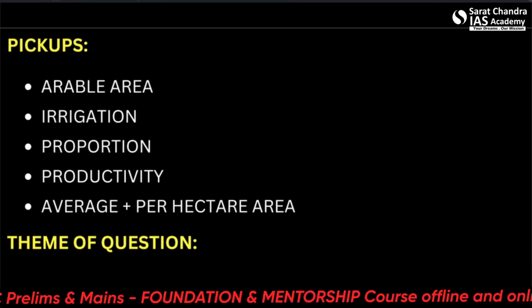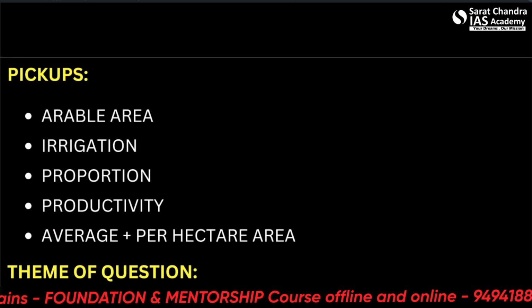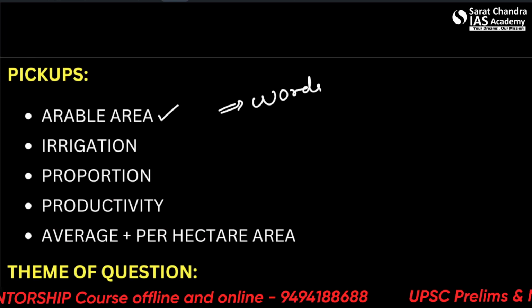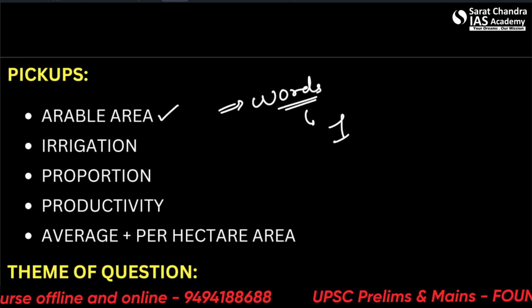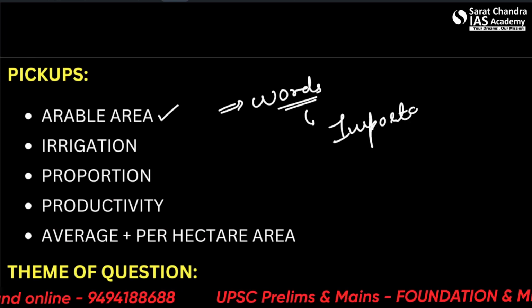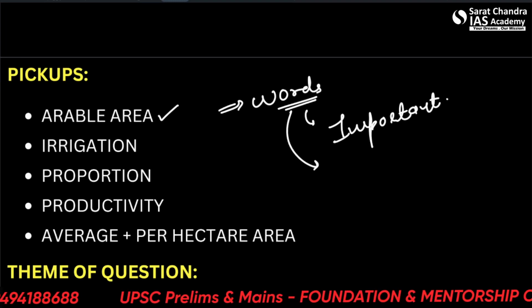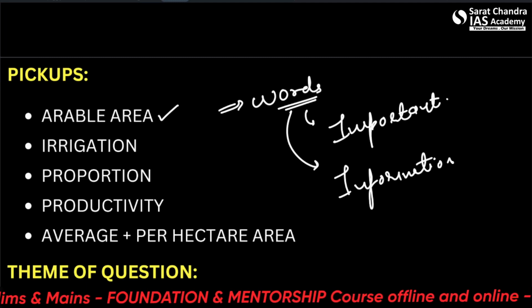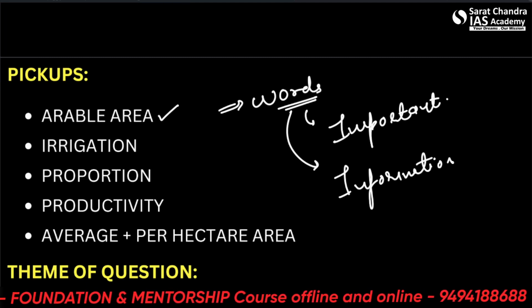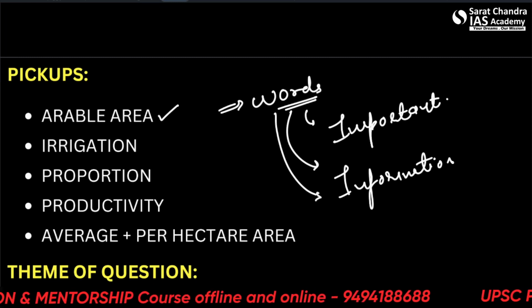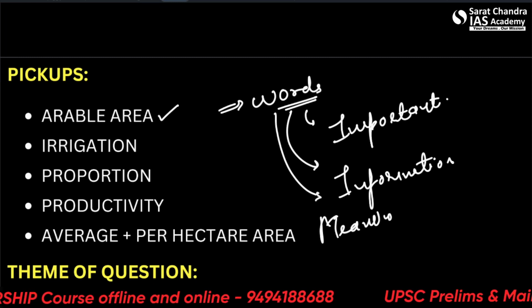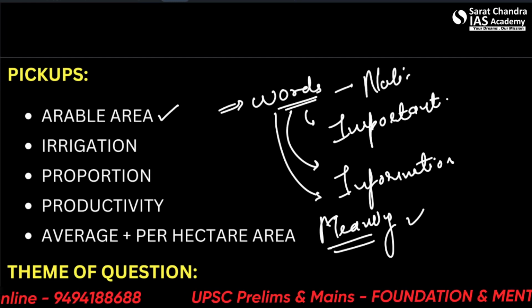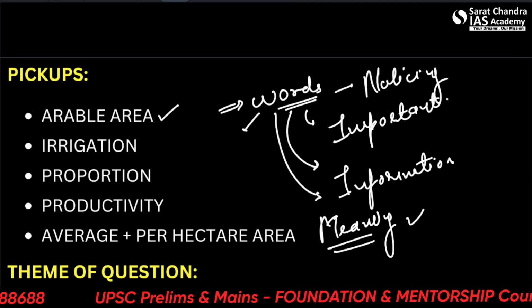Let's now see what are the important pickups from this question. One is the arable area. The pickups are the words that are important in the question and which give out necessary information to us in order to solve this question. These words are also very important to know the meaning of. Without knowing the meaning of them and without noticing them in the question, we will be completely unable to solve the question.